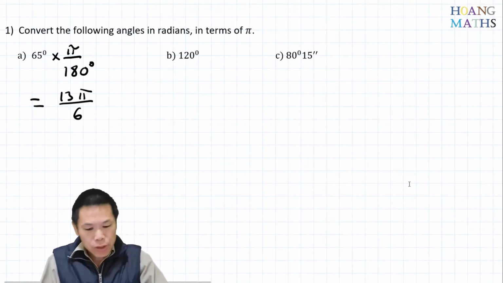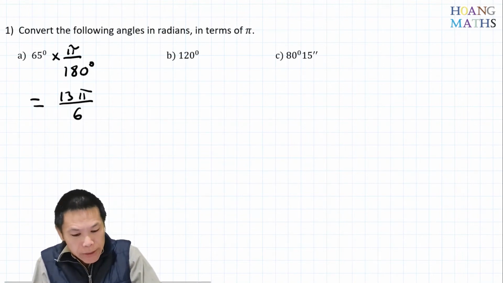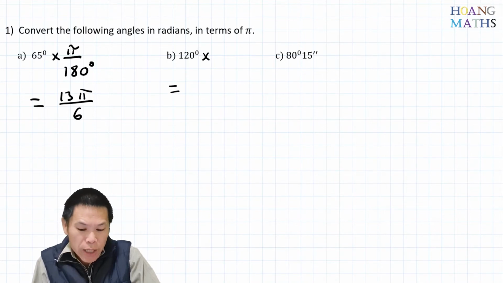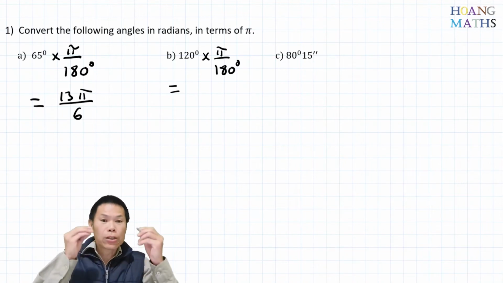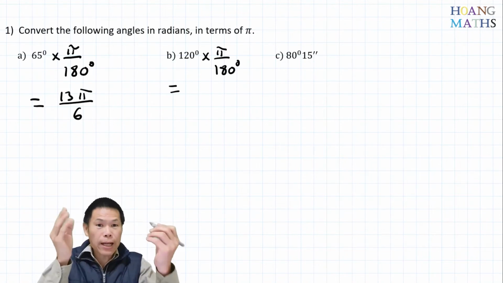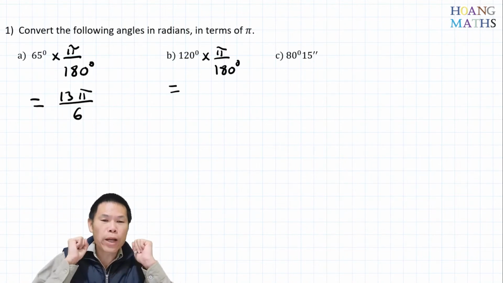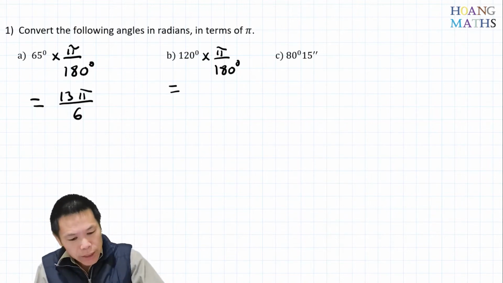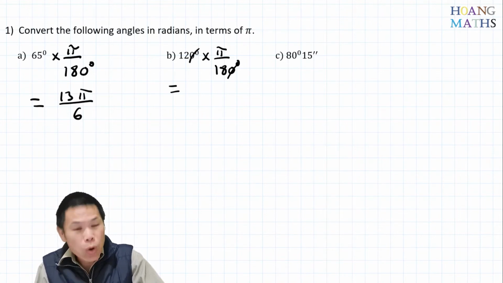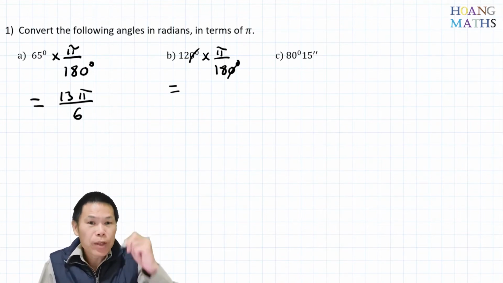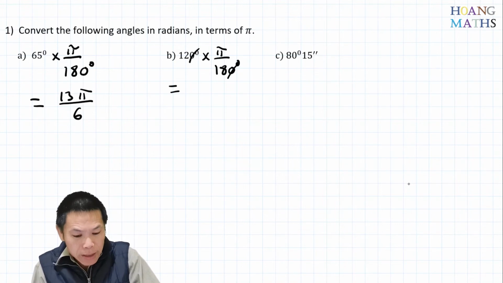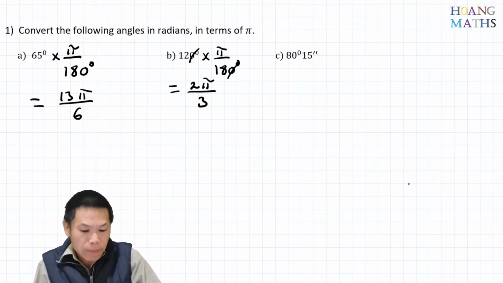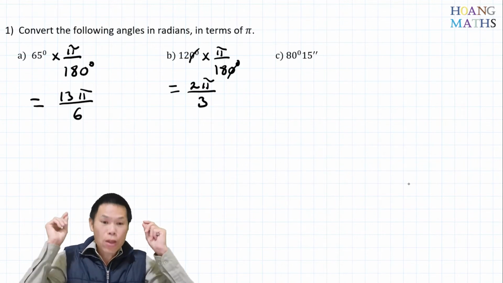And next one. We go 120 degrees and we just times this by pi over 180 degrees. Then I can just put in a calculator 120 over 180 and it gives you the answer. Otherwise, we just go like this. We cancel this and then 12 over 18, both divided by 6. So 12 divided by 6 is 2, so 2 pi, and 18 divided by 6 is 3. So 2 pi over 3.